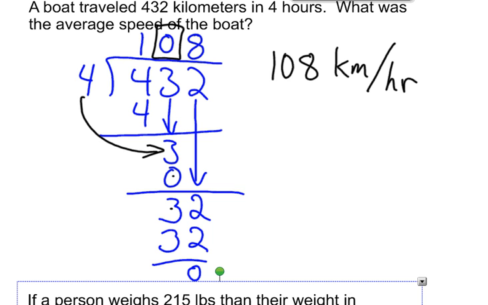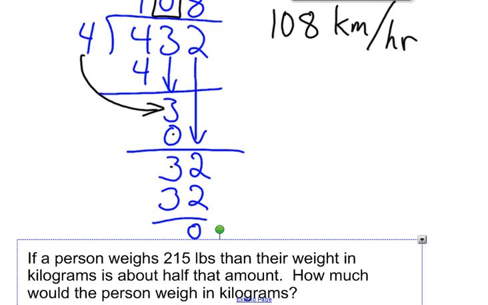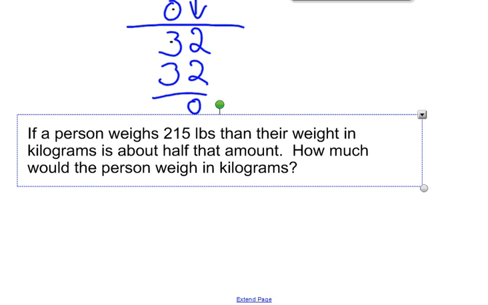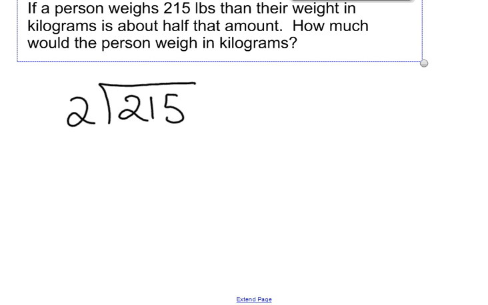All right. Another one. It says, if a person weighs 215 pounds, then their weight in kilograms is about half that amount. How much would the person weigh in kilograms? So if we're going to solve this one, we're going to have 215, and we're going to divide by half, or divide by 2, so cutting it in half, and we can start to solve this problem.